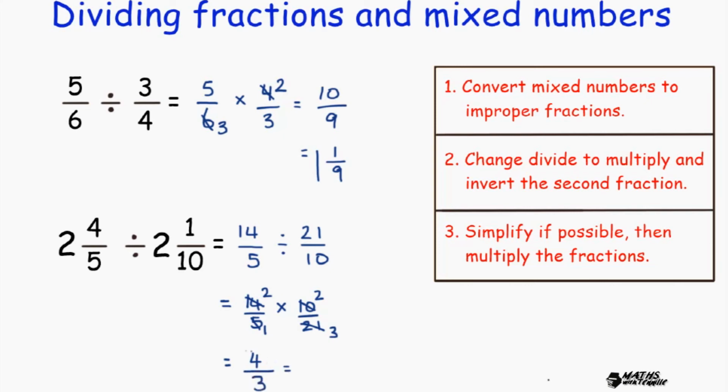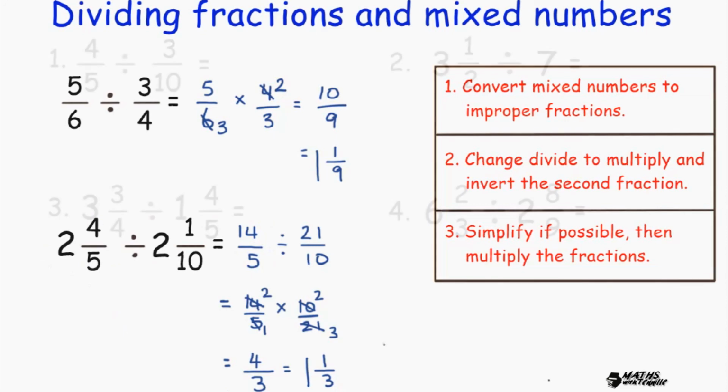Lastly, I'm going to change my improper fraction to a mixed number. 3 goes into 4 once, with a remainder of 1, and the denominator remains the same. So the final answer for 2 4/5 divided by 2 1/10 is equal to 1 1/3. If you're unsure how to change a mixed number to an improper fraction, you can look at one of my previous lessons and it will show you how to do it.